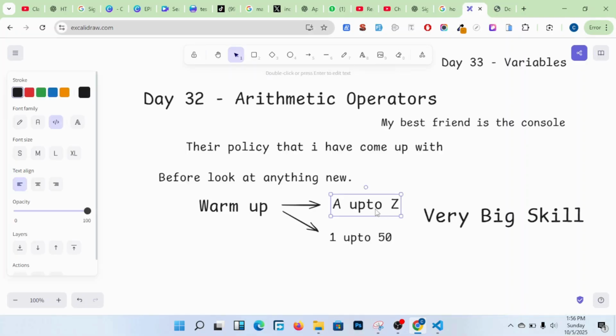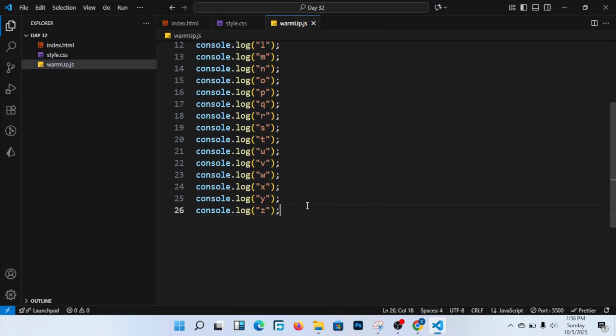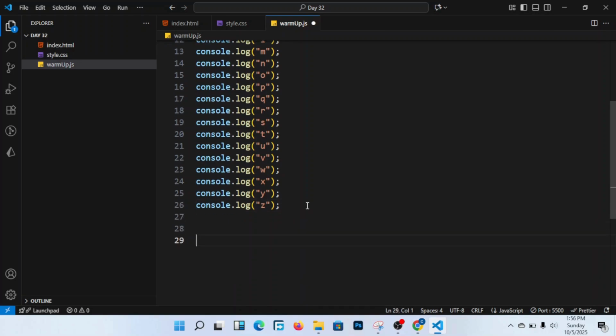We are now having another warm-up here. It's 1 up to 50. Guys, please do this, okay? I have a very big reason why I'm telling you to do this. 1 up to 50, okay? We go. Come and comment now.